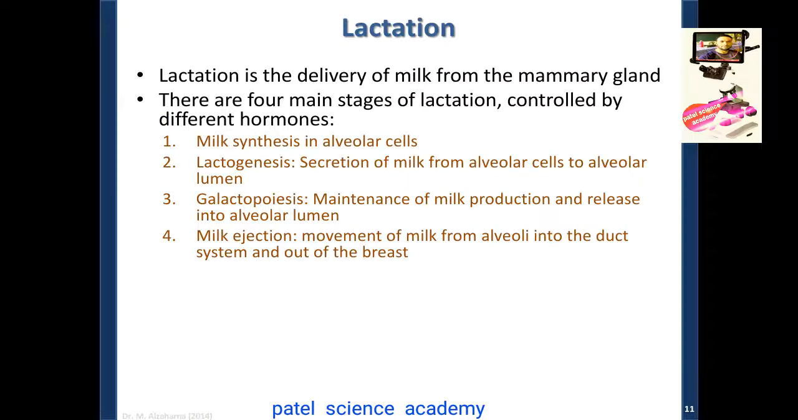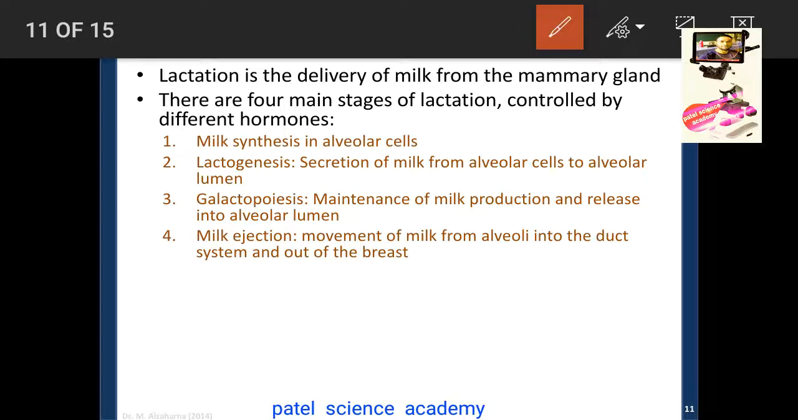There are four main stages of lactation controlled by different hormones. Number one, milk synthesis in the alveolar cell of the mammary gland. Then number two, lactogenesis, the secretion of the milk from the alveolar cell to the alveolar lumen. Then the next is galactopoiesis, the maintenance of milk production and the release into the alveolar lumen.